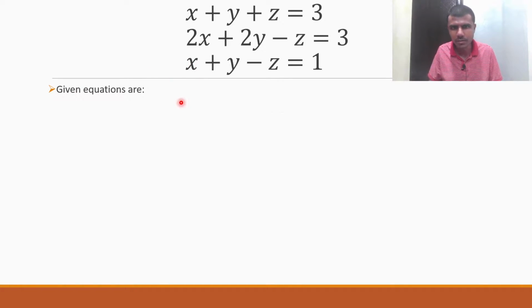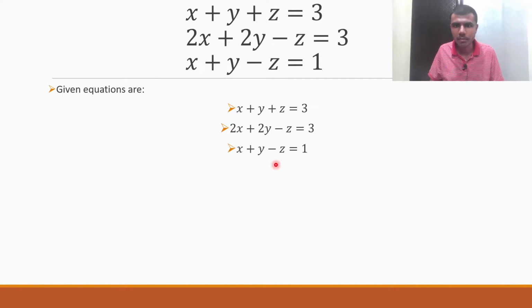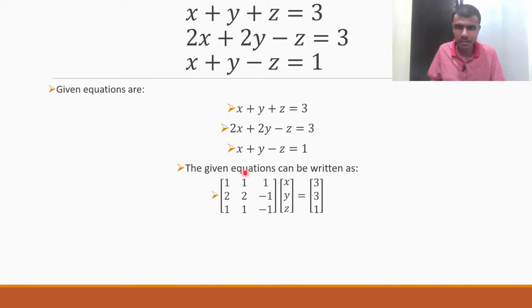So our given equations are x plus y plus z equal to 3, 2x plus 2y minus z equal to 3, and x plus y minus z equal to 1. Okay, fine. The given equations, I want to write in matrix form. Now how can I write it? Pretty simple, guys, this is it.